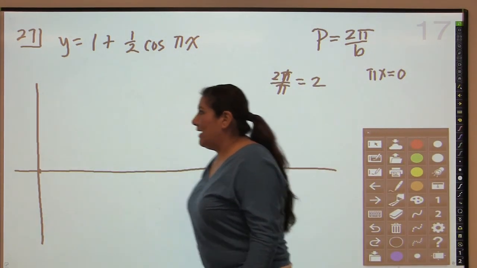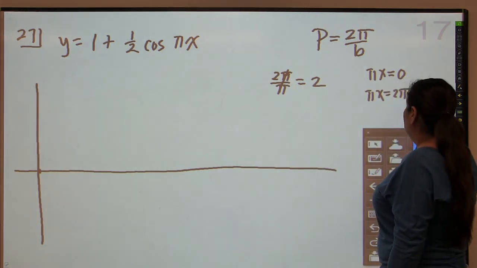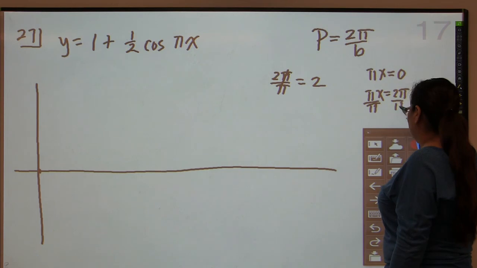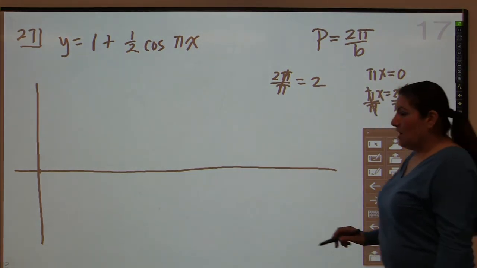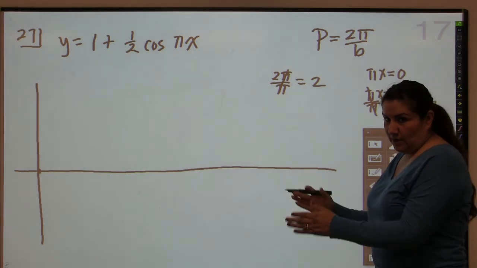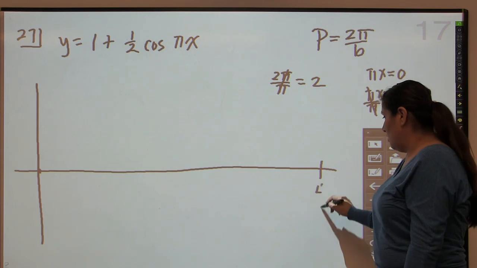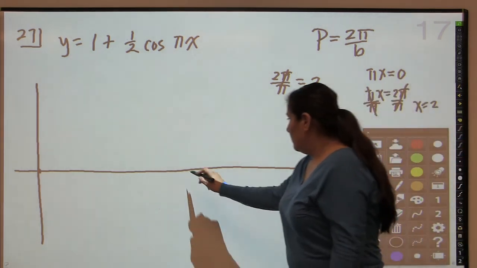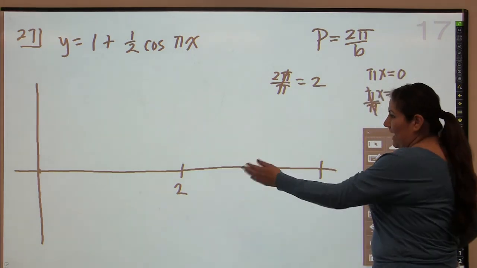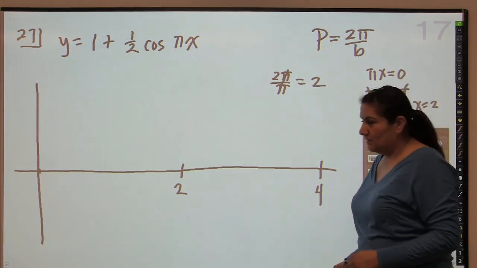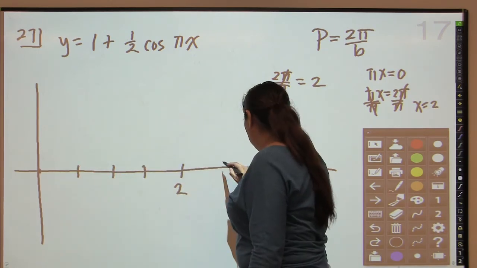Yay! Where do I end? I'm going to say pi x equals 2 pi. And when I divide by pi on both sides, I'm going to end at 2. So I want 2 of these periods, right? So I have to go to 4, right? So bam, 4. Not 4 pi, just 4, the number 4. The middle of that is 2, correct? So now you need middle, middle, middle, middle, middle, middle.